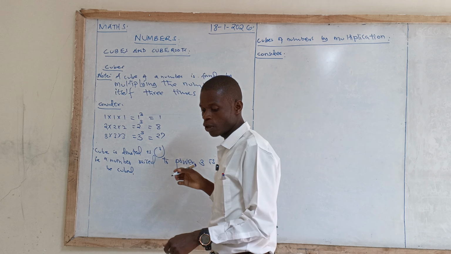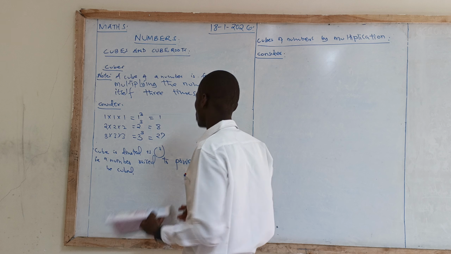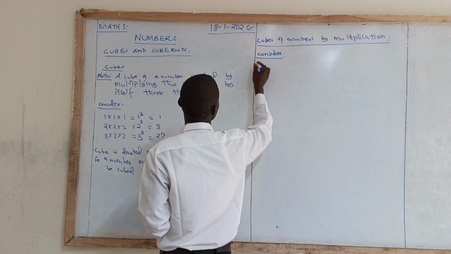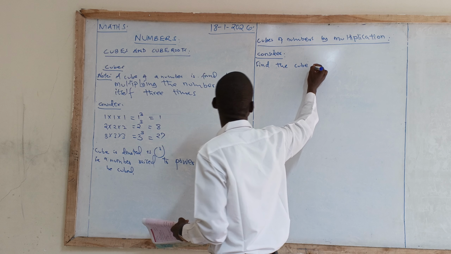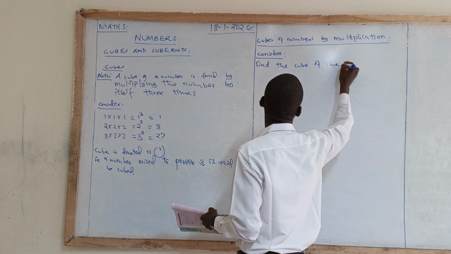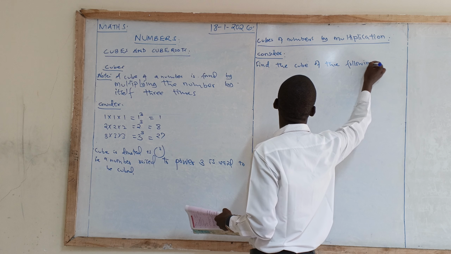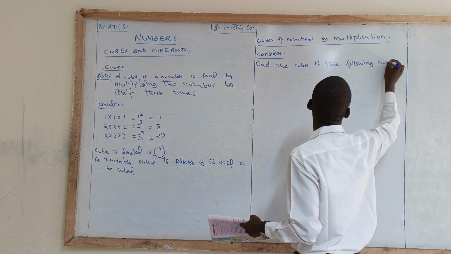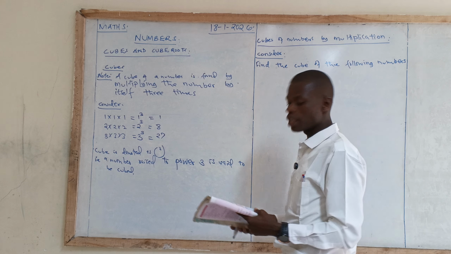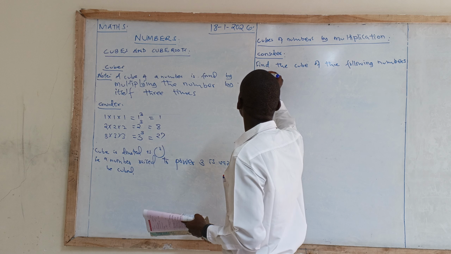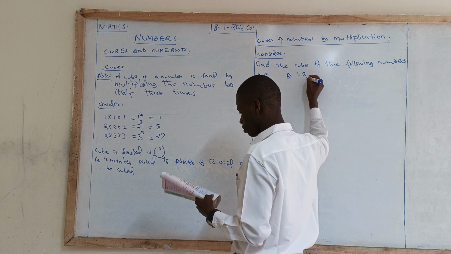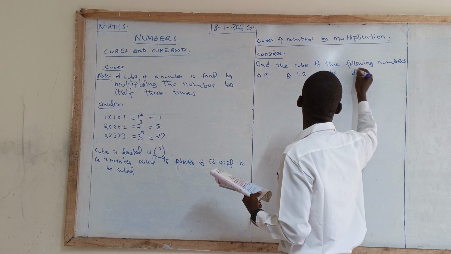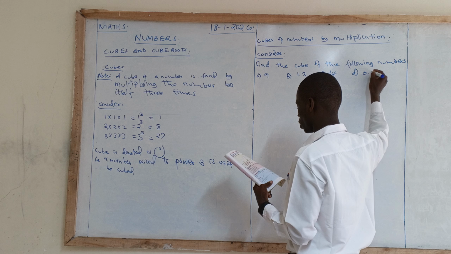What I've been told is, find the cube of the following numbers. A, we have 9. B, we have 1.2. C, we have 14. And D, we have 0.015.